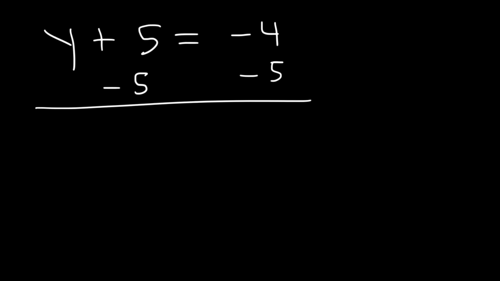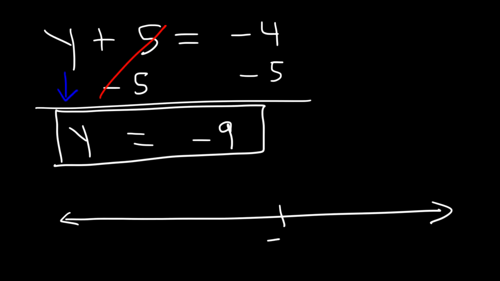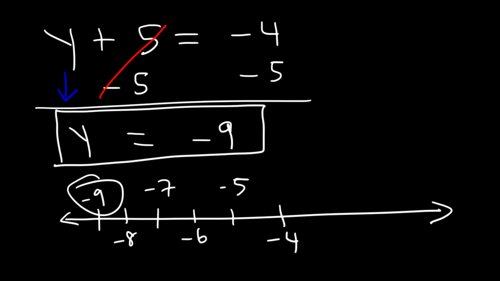So positive 5 and negative 5 adds up to 0, which is nothing. So what we have left over on the left side is simply y. On the right side, we have negative 4 plus negative 5, or simply negative 4 minus 5, which is equal to negative 9. If you use the number line technique, if you start with negative 4 and travel 5 units to the left, you should get negative 9. This is negative 5, negative 6, negative 7, negative 8, negative 9.